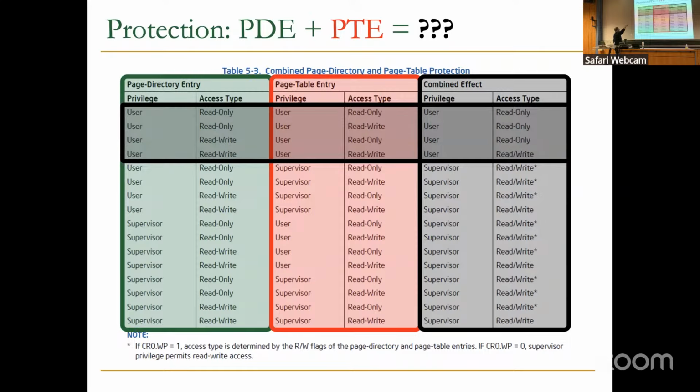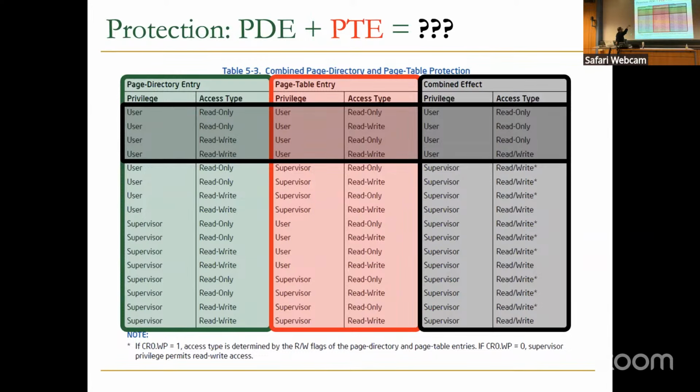I'll give you an example. Let's say that for this specific page, the user says that it's read-only. It's accessed by a user and it's read-only. And the 4 kilobyte entry says it's user and read-only. So of course, it's very clear, right? It's a user read-only page.